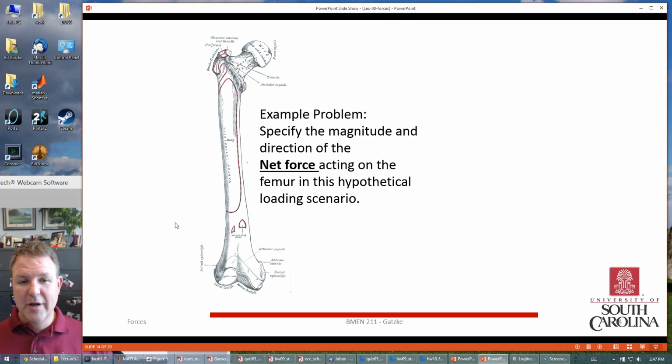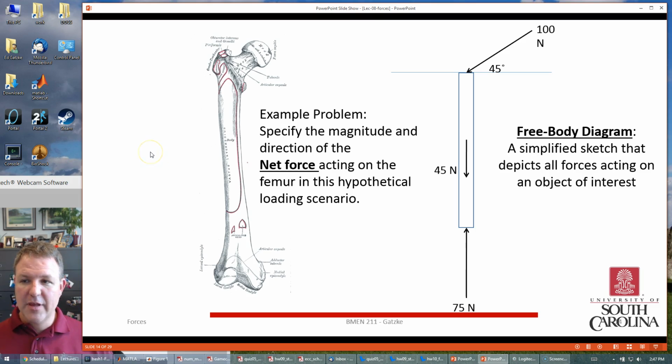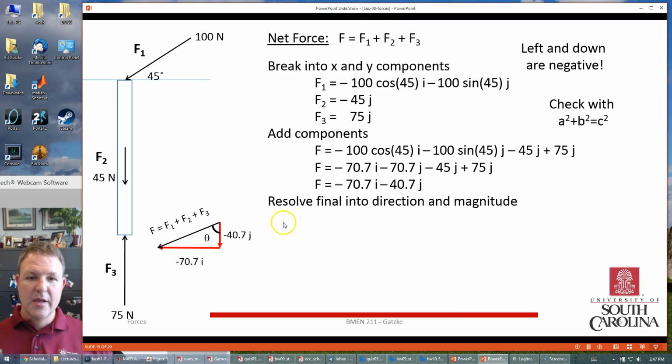Now, if we have an example problem, we have a femur where we have a force acting on this. And you can come up with a free body diagram, which is a simplified sketch for all the forces. So maybe there's a force pushing on this part of the femur, and there's a weight of the femur pushing down. So the body is pushing this way, and the weight of the femur is pushing down, and there's a normal force pushing back up from the bottom. So these three forces are acting on this one body. The net force is going to add F1 plus F2 plus F3.